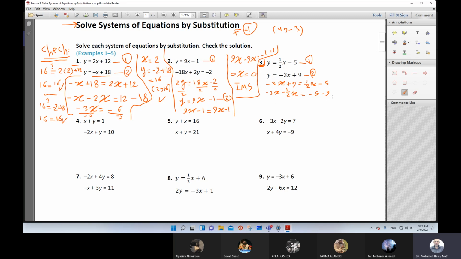If you multiply the two sides by 2, you will get here -6x. Then 2 times -1 over 2 will be -1, means -1x, equal, -5 times 2 will be -10, and -9 times 2 will be -18. -6x and -1x will be -7x equal, -10 and -18 will be -28.